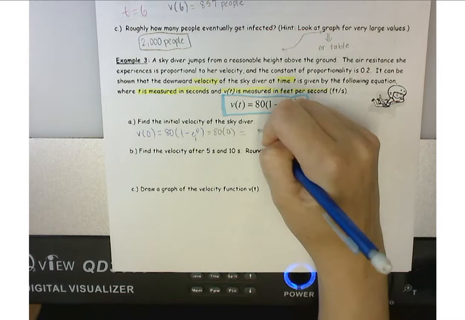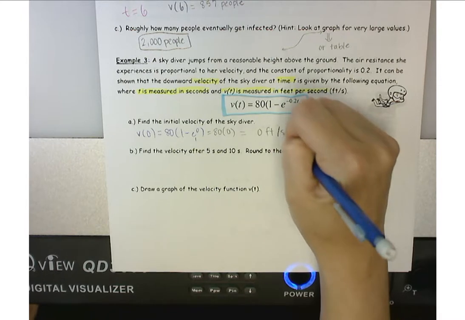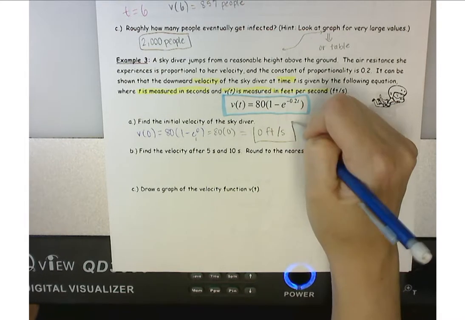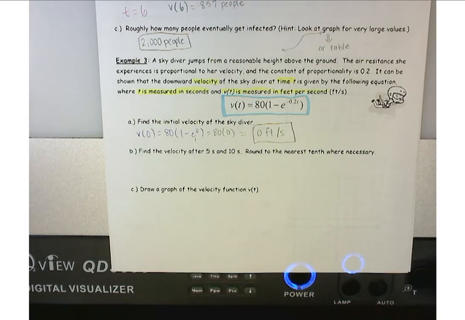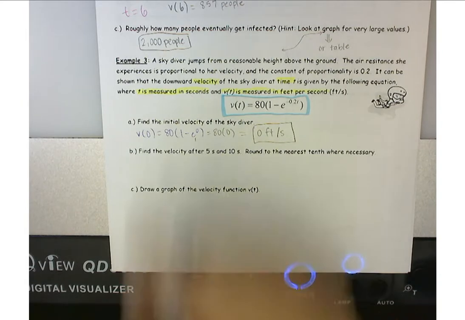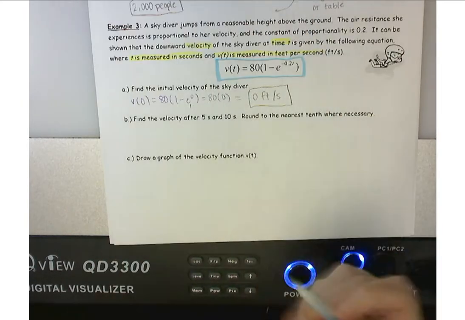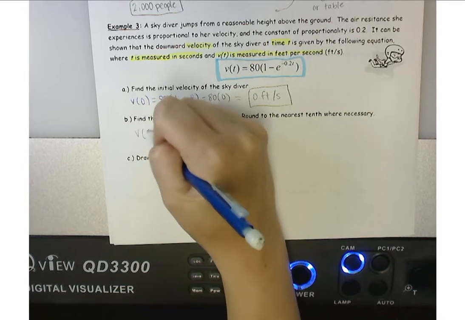Okay, so does this make sense? If no time has passed, that the velocity is 0 feet per second. Yes. Okay, because technically she hasn't jumped yet, so she doesn't have her velocity. Now we're going to find the velocity after 5 seconds and 10 seconds.